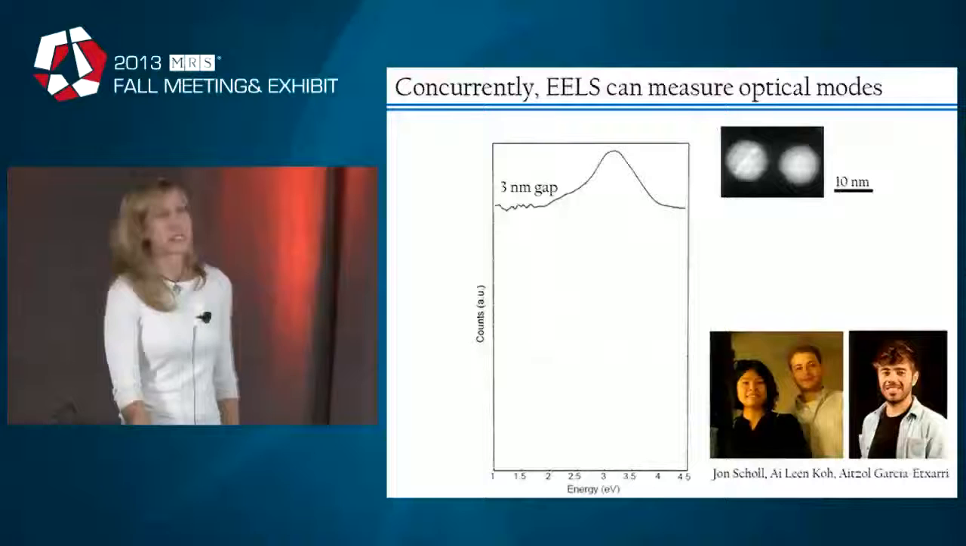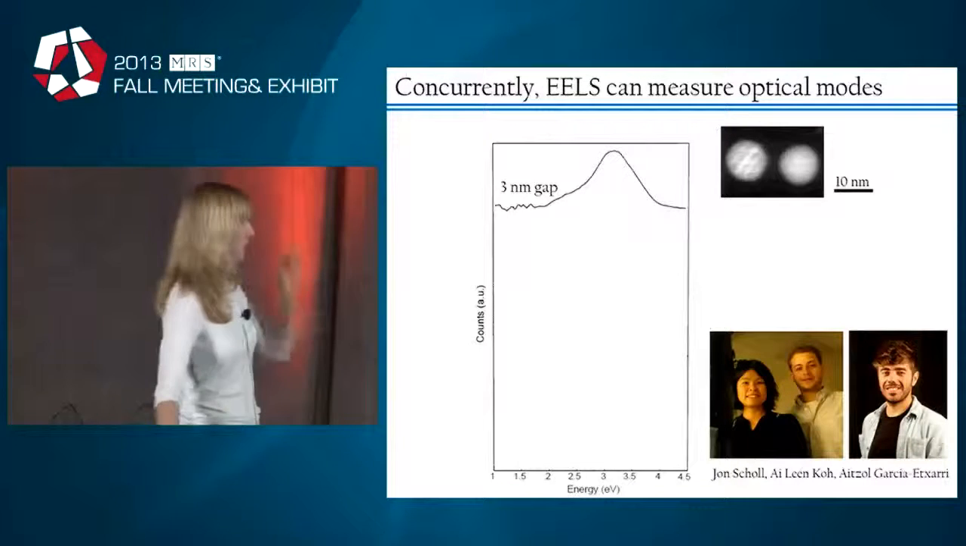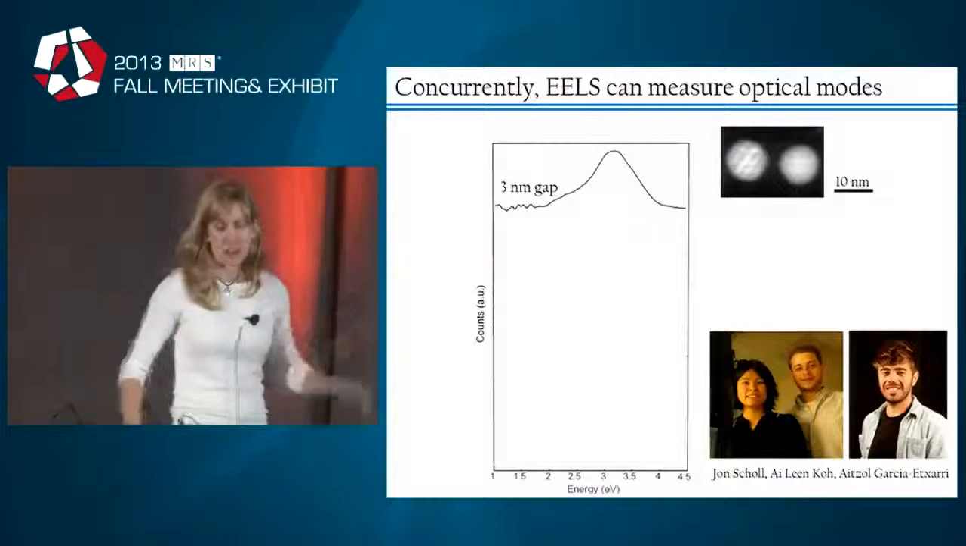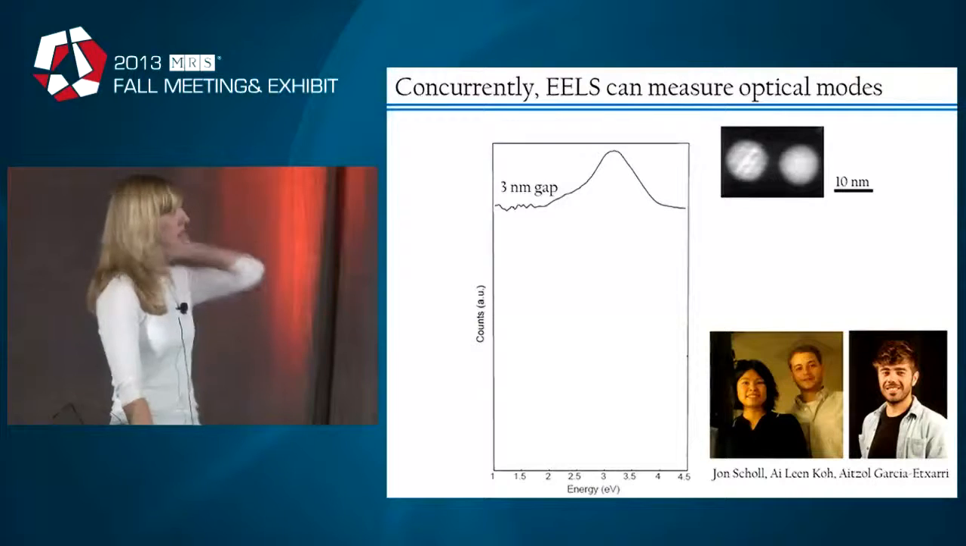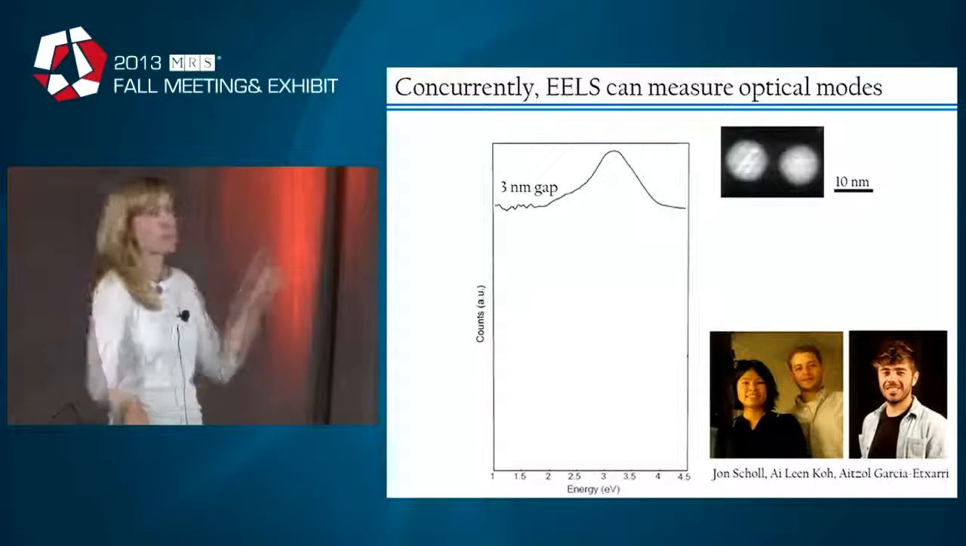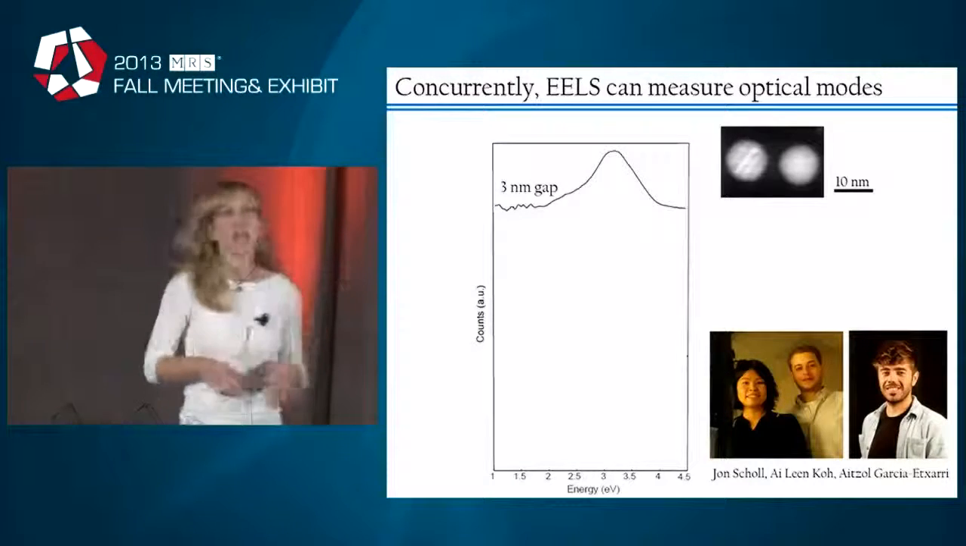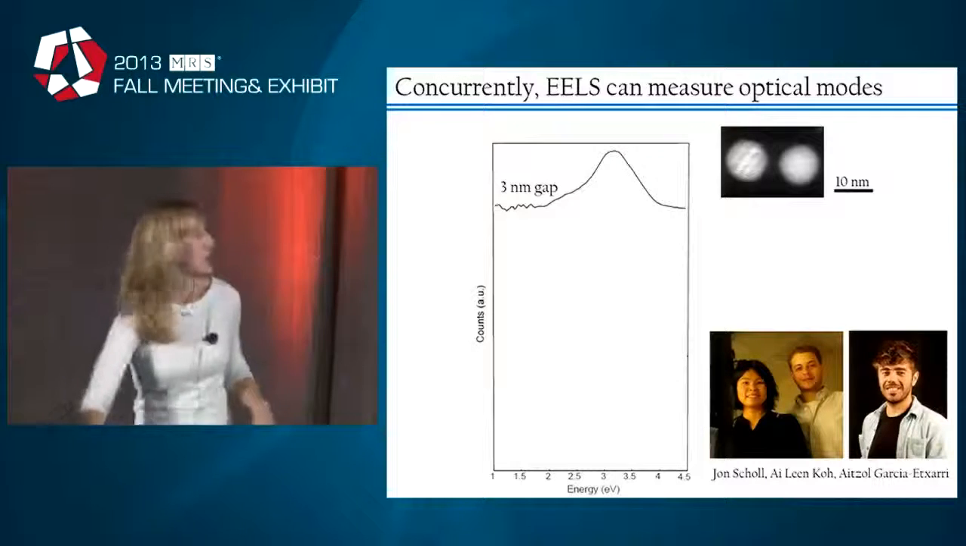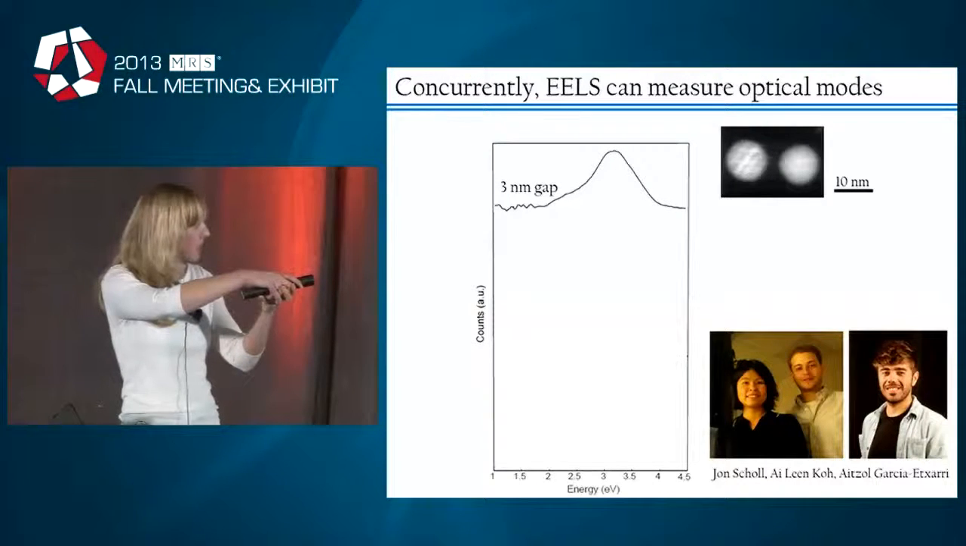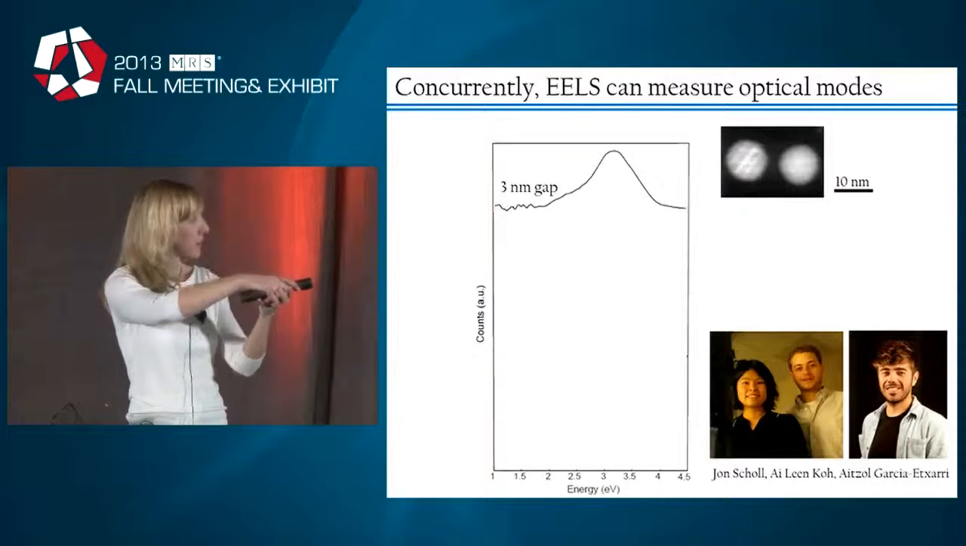So we can switch over to EELS, electron energy loss spectra, and basically measure the optical modes. So here are two 10 nanometer silver nanoparticles separated by a 3 nanometer gap. And we wind up with one peak when we're putting the beam basically right next to the particles here. So we're going to be exciting this longitudinal surface plasmon resonance.